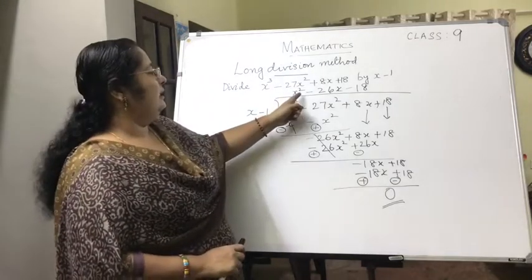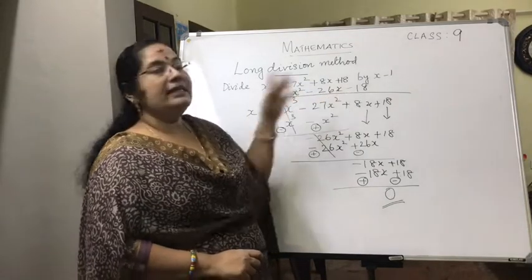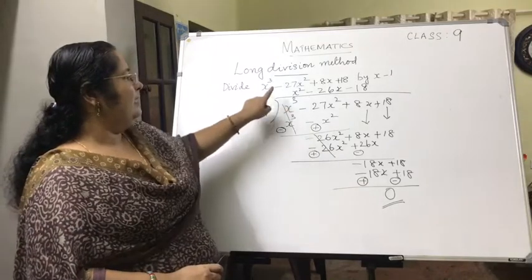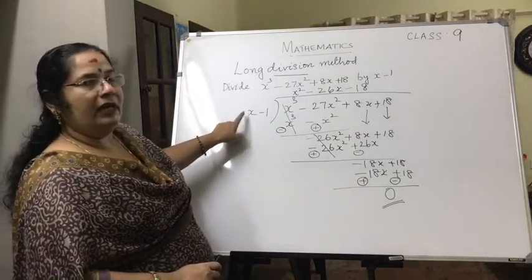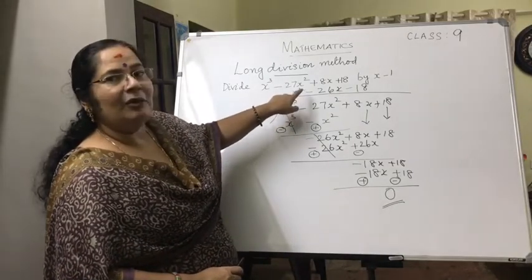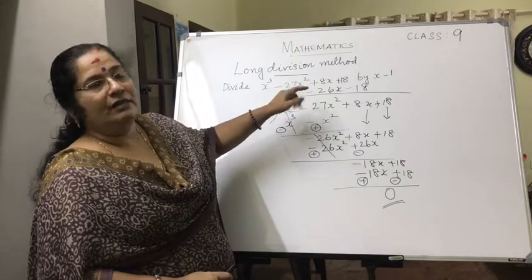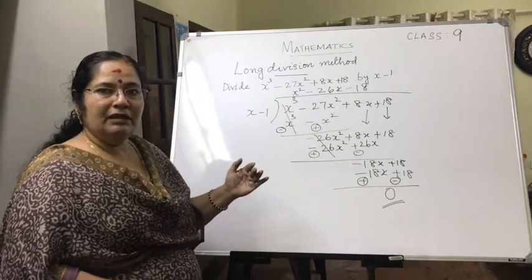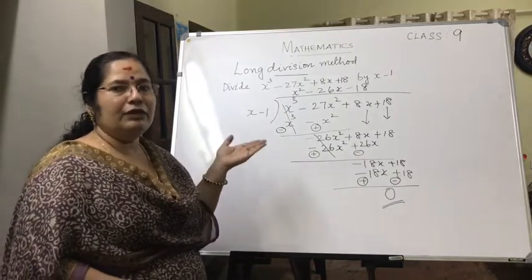What is the quotient here? x square minus 26x minus 18. So we have divided a cubic polynomial by a linear polynomial, and you are getting a quadratic polynomial as the quotient. Are the steps clear to you, how to do the long division method? One more example I may give you and show how to do the division.